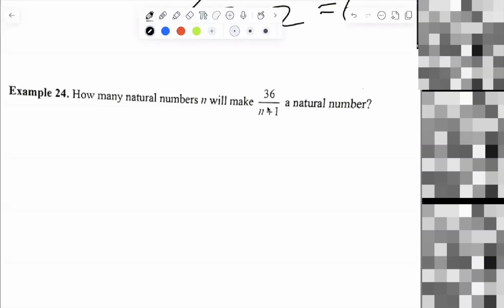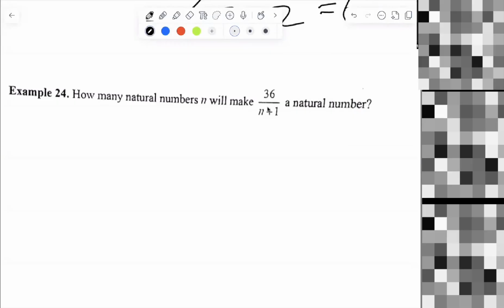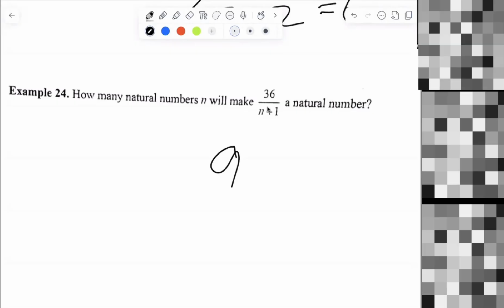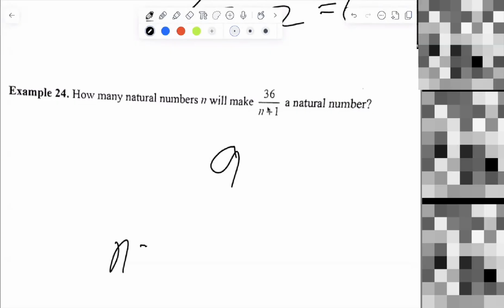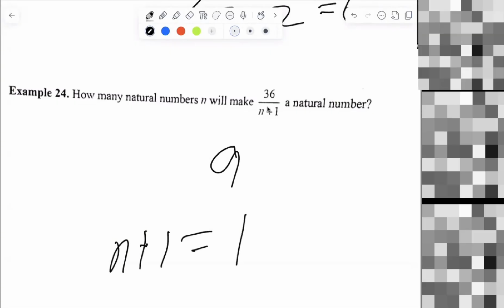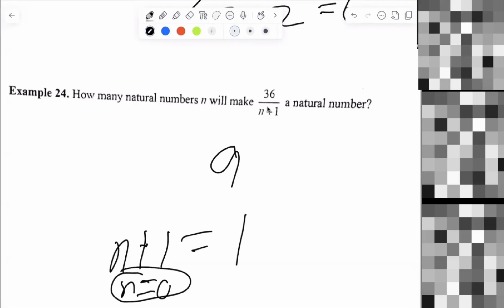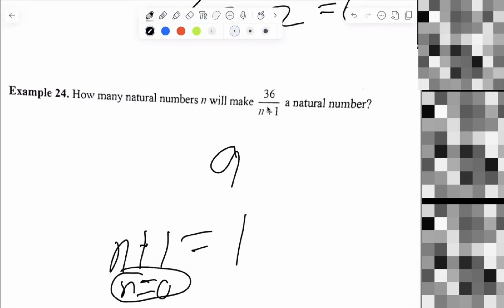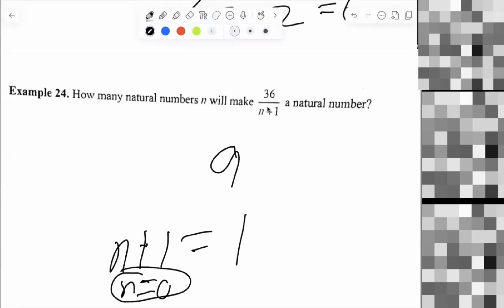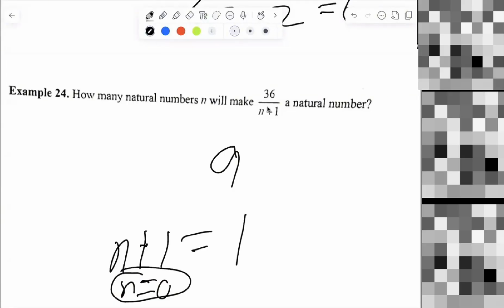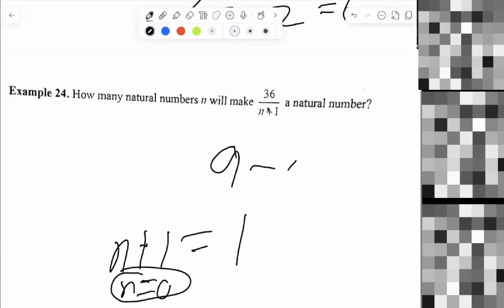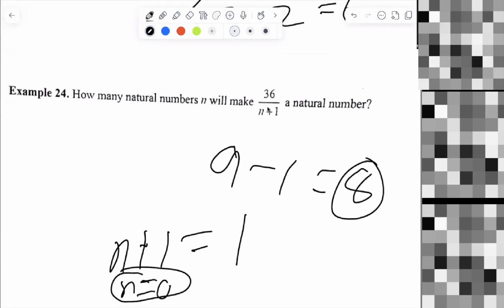Alright? So, we know that 36, as we factored before, has 9 possible factors. Note that 1 is a factor. If we let n plus 1 equal 1, we get n equals 0. Does this count as a natural number, though? According to some people's definitions, it should count as a natural number, but some people also say it doesn't count, only positive numbers. So in this case, let's just say it doesn't count, to make it a little bit harder. So that's just 9 minus 1, or 8. So the answer to this question is just 8.